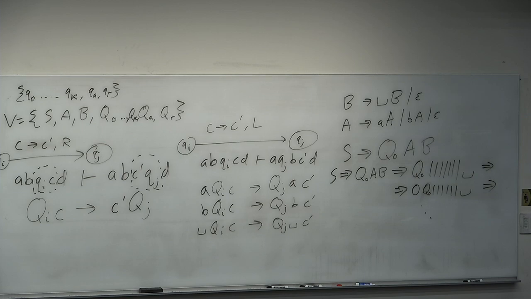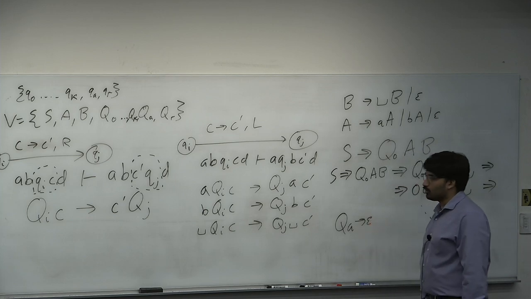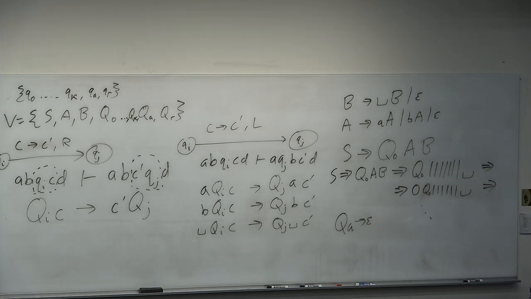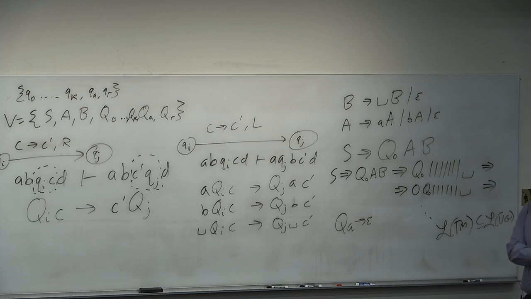You can see it's exactly the same configuration. Actually, there's one step we're missing, which is acceptance. We want to stop when there's no more non-terminal, so we'll define QA goes to the empty string. That's the only way you'll remove a non-terminal. All the other rules remove one non-terminal and add one non-terminal, so it's conserved. Great. This is sufficient for us to prove that for any language decidable by a Turing machine, there exists a universal grammar to produce the same language, right?